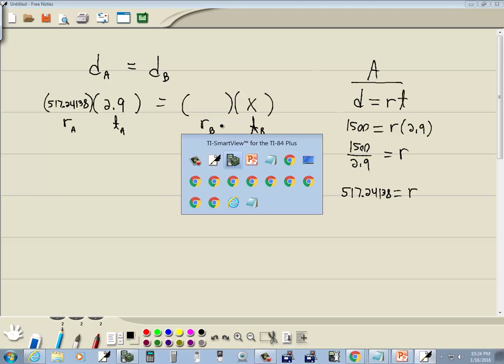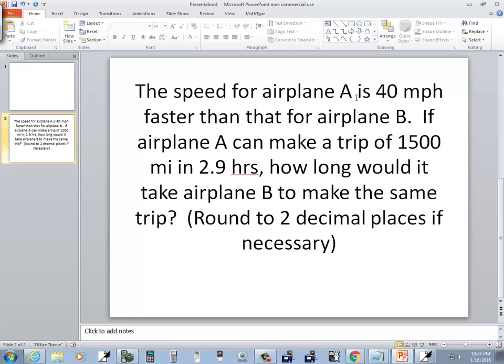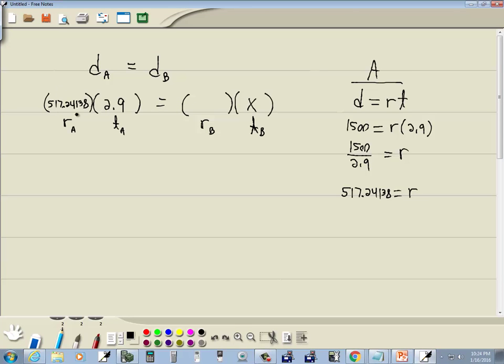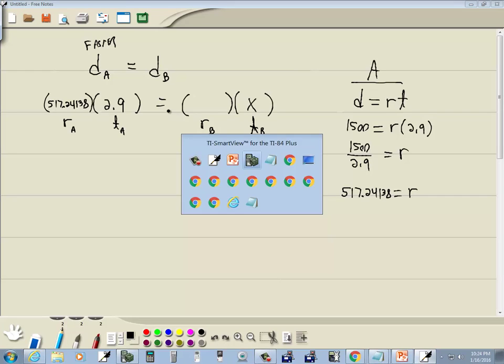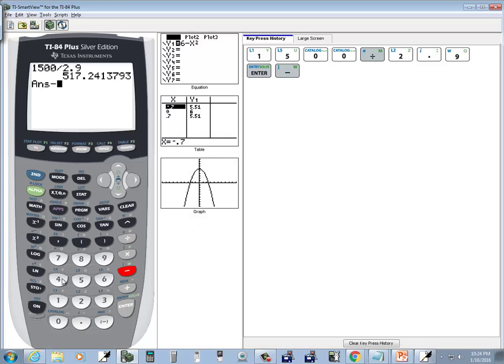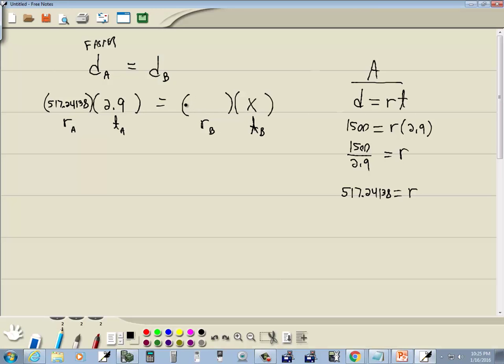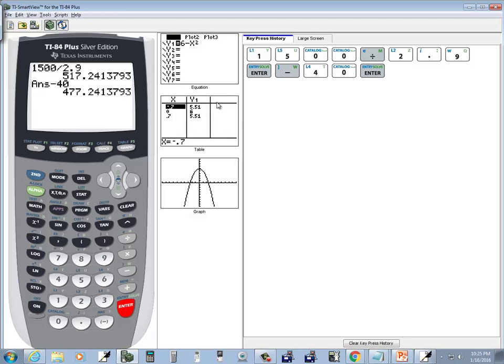Well, the problem tells us that speed for airplane A is 40 miles per hour faster than that for airplane B. So A is faster. So to find out what this R is, I need to subtract 40 miles per hour. Okay, so let's go over to our calculator, and we'll subtract 40 from that same amount. And again, I'm going to take it to 5 decimal places. So we get 477.24138.